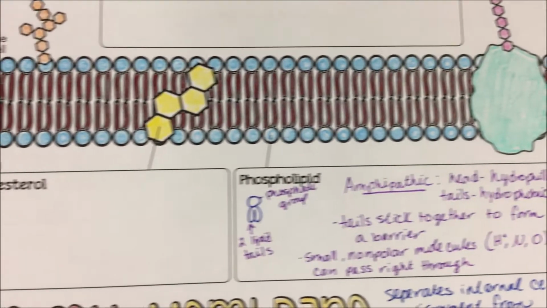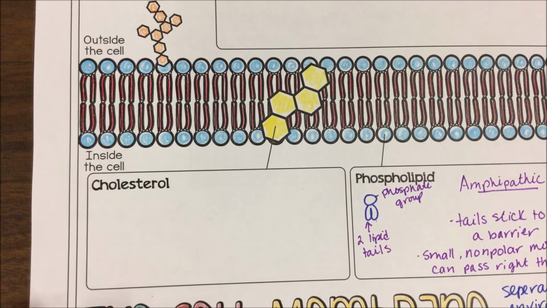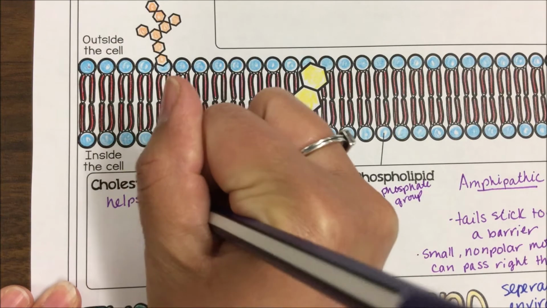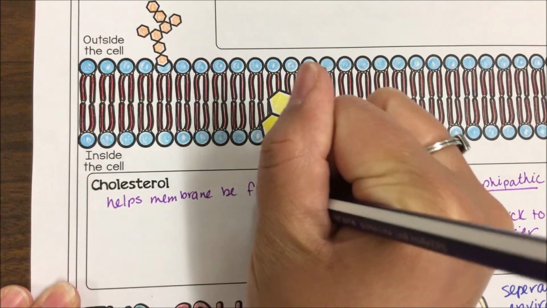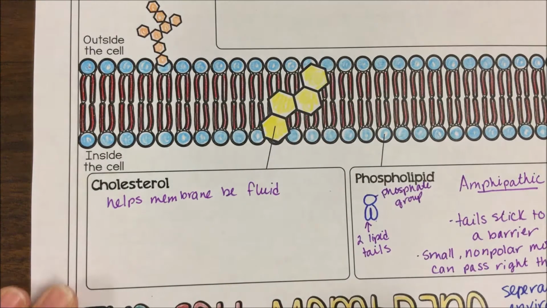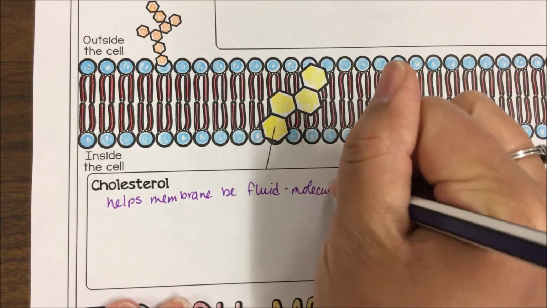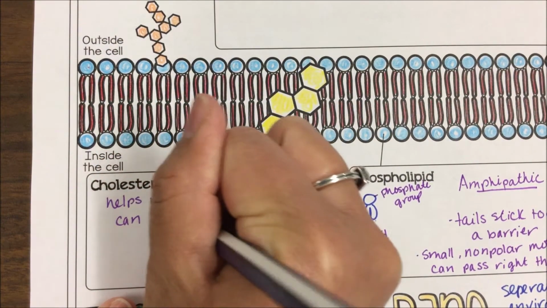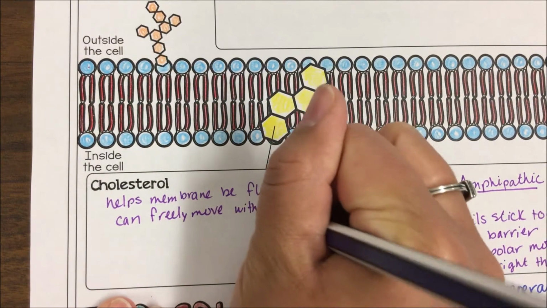So next, if I move on over, I see I have this cholesterol molecule. And so cholesterol helps the membranes be fluid. Okay, so what do we mean by that? That means that the molecules can freely move within the membrane.